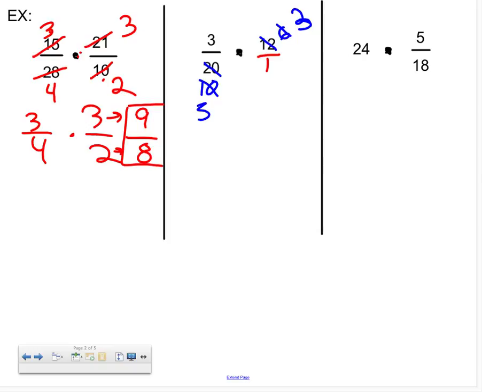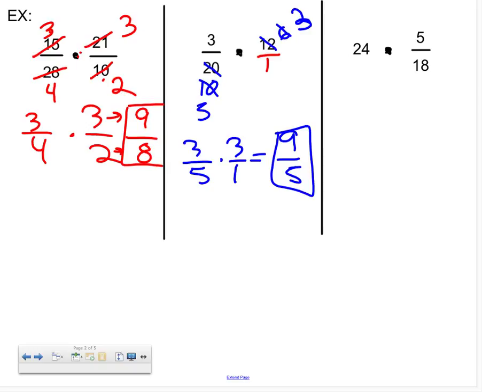Now 3 and 5 is where I'm stuck. I can't do 3 and 5 anymore. And nor can I do 3 and 1. So this is about as far as my reduction is going to take me. So 3 over 5 times 3 over 1. If I multiply those together, 3 times 3 is 9 again. 5 times 1 is 5. So I get 9/5 as my answer.